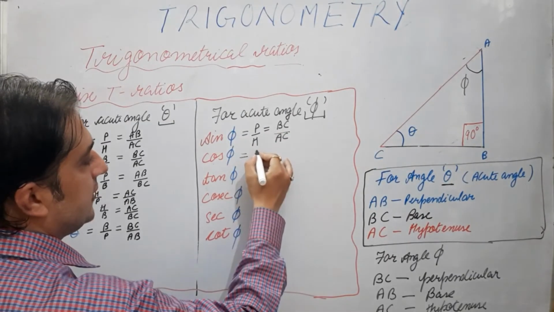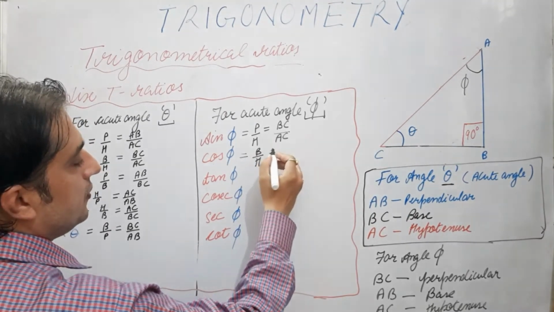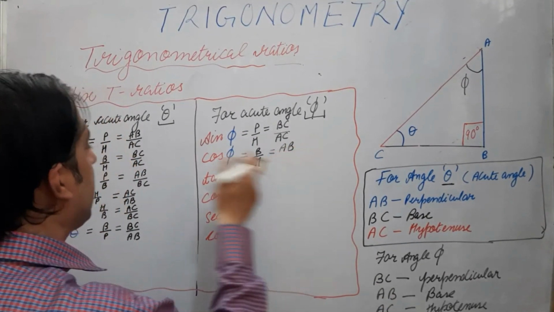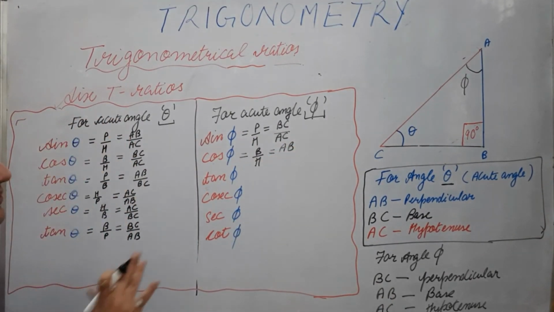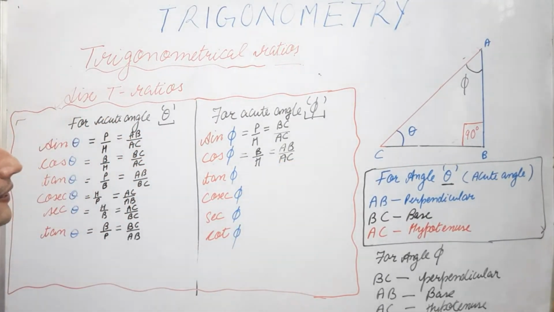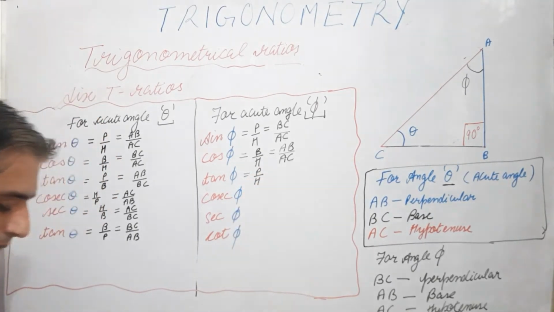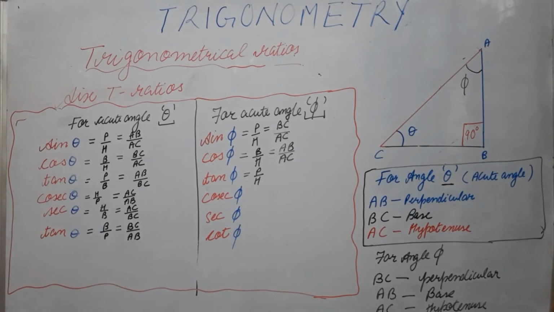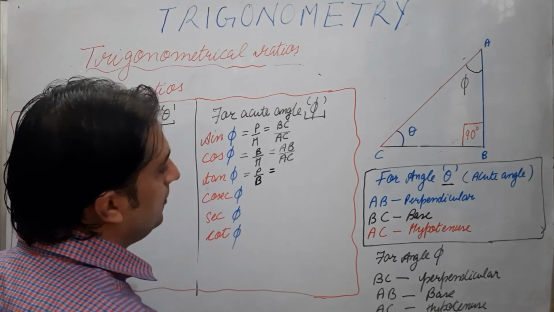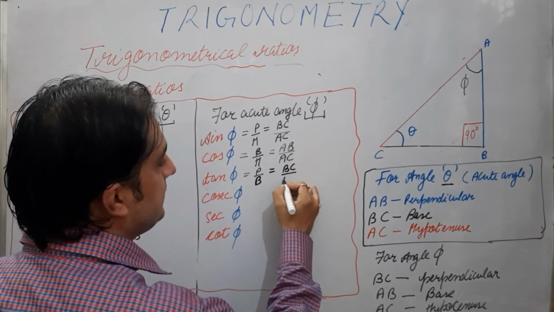Here cosine is base upon hypotenuse. Now the base is AB, which was the perpendicular in the earlier case, and now the perpendicular is BC. So it is AB upon AC. The tangent is perpendicular upon base, so perpendicular is BC and base is AB.